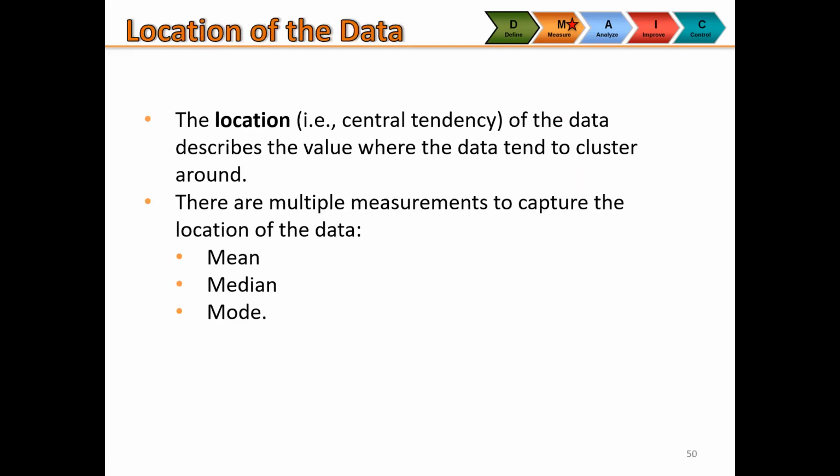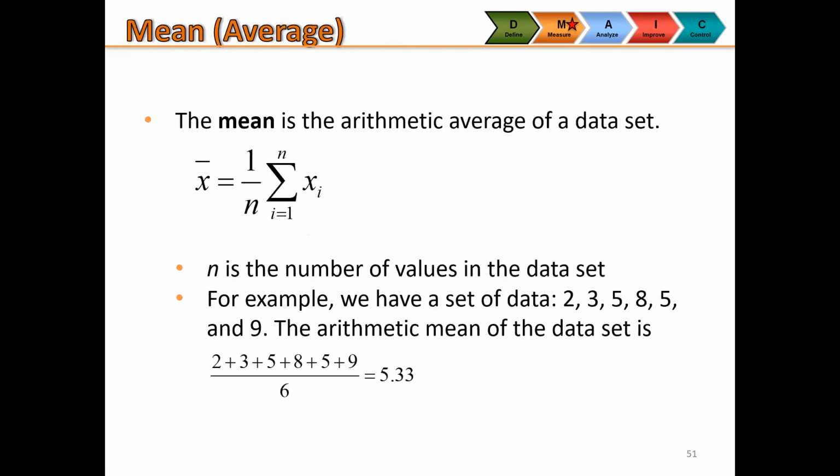So location is the mean, the median, and the mode. It describes the value where the data tend to cluster. And there's the formula for the mean. Everybody knows how to do an average. We add up all our values, divide by the number of values, and we come up with a number. Or you could just say equals mean, click on our data, and it tells us.